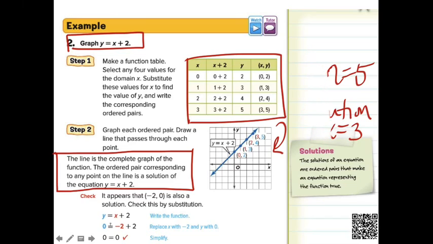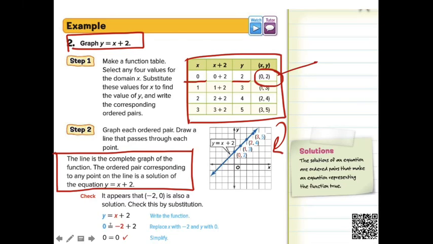Well, now we have equations with an x and a y. If you choose an x, you get a y. This ordered pair is now the solution. We have an x and a y that match each other. They coordinate. When x is 0, y is 2. So each of these points is a solution on your graph.